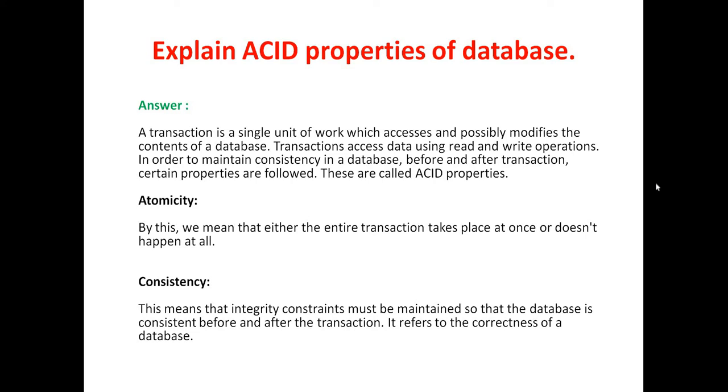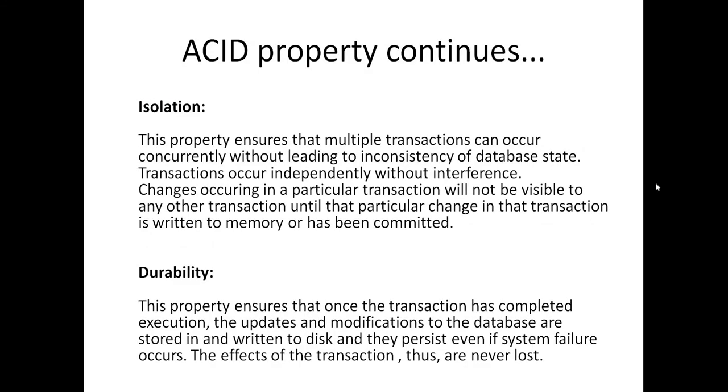Consistency. This means that integrity constraints must be maintained so that the database is consistent before and after the transaction. It refers to the correctness of a database. I means isolation. This property ensures that multiple transactions can occur concurrently without leading to inconsistency of database state. Transactions occur independently without interference. Changes occurring in a particular transaction will not be visible to any other transaction until that particular change in that transaction is written to memory or has been committed.